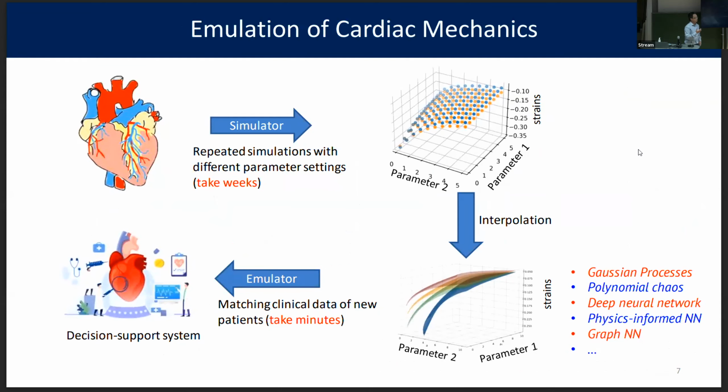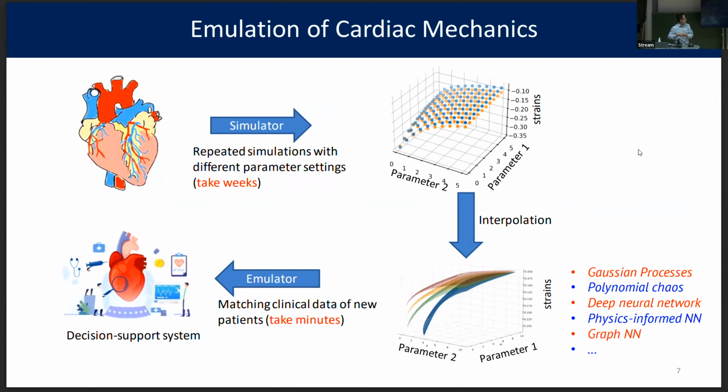So what we are trying to do is to emulate the cardiac mechanics models. We start from the forward simulator, the finite element or biomechanics model of the heart. We can run thousands or hundreds of thousands of simulations using a space-filling design approach. That will take weeks, even months. Then we have big data, coming from our high fidelity biomechanics models.